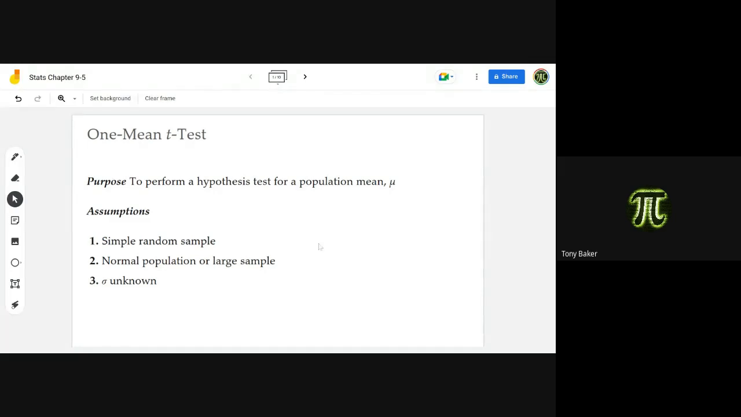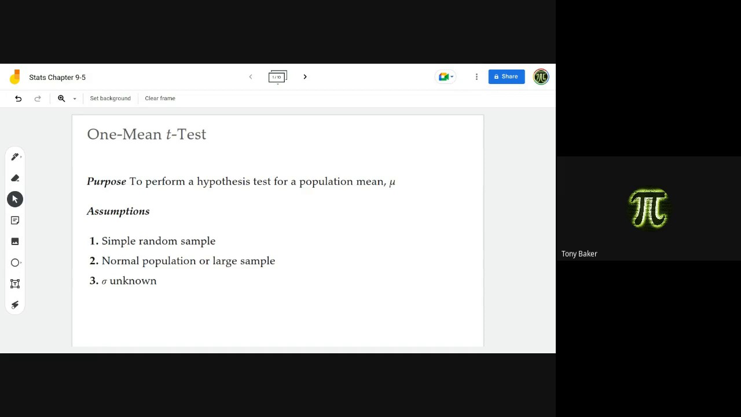Last thing. So we're going to look at doing the t-test. The only difference between the t-test for hypothesis testing and the z-test for hypothesis testing is we don't know the standard deviation, so we have to find it from the actual problem. The rest of the process is very similar.